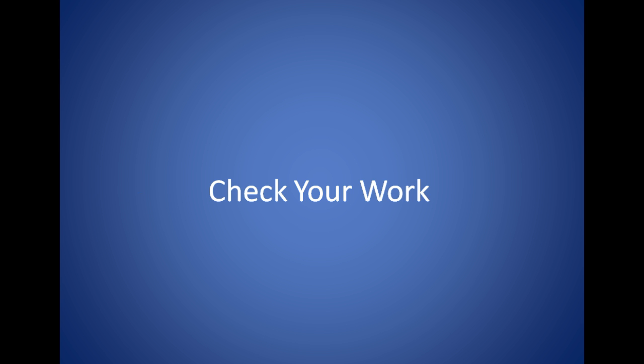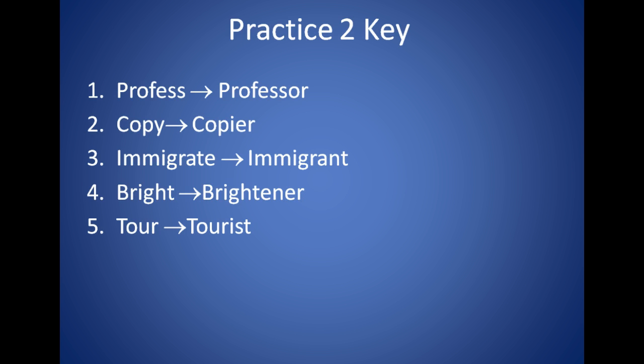Now check your work. Profess should have been the base word, and when you add on the suffix or, which is an ER ending suffix, you get professor. Copy was your base word, copier. Immigrant. Immigrate is your base word. Immigrant is the word that you're looking for. You should have taken number 4 right down to brighten, from brighten to bright, and then you will have to add on the en and the er for brightener, and tour becomes tourist.